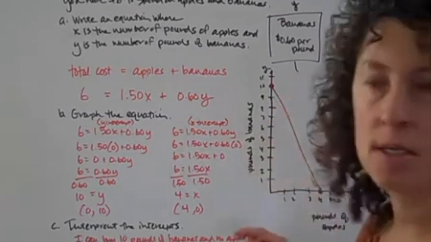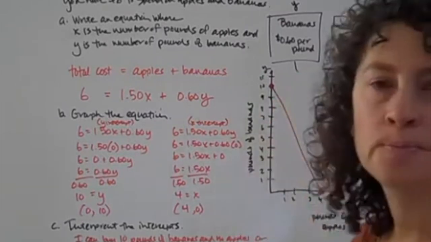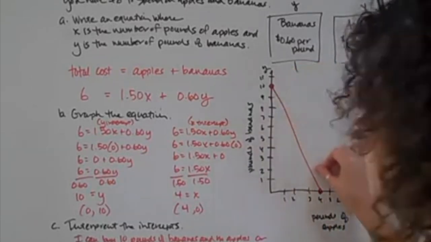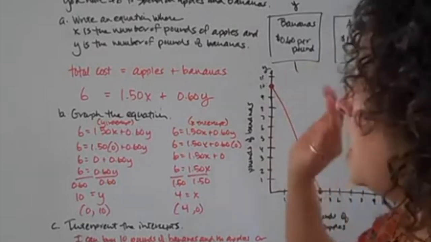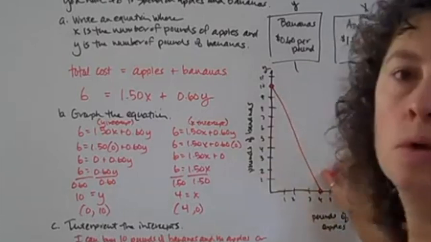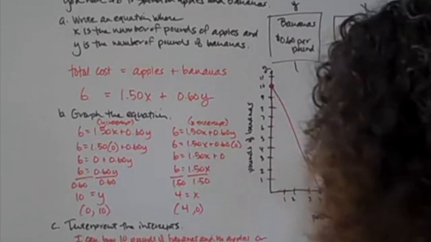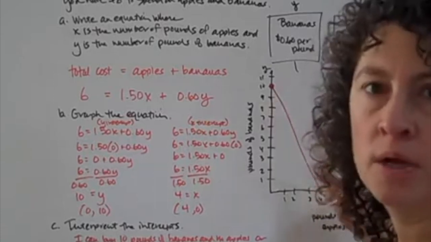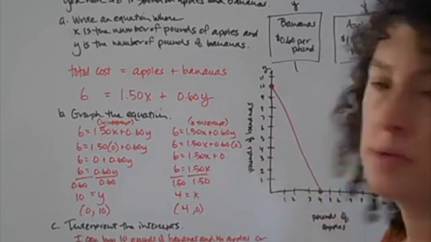Sorry, that's not the straightest line there, but I'm going to draw a nice straight line on my coordinate plane. So remember, this line gives me all the combinations of pounds of apples and pounds of bananas that I can buy, which will add up to $6. So if I find any ordered pair here on this line, it will give me a combination of those two that will add up to $6.